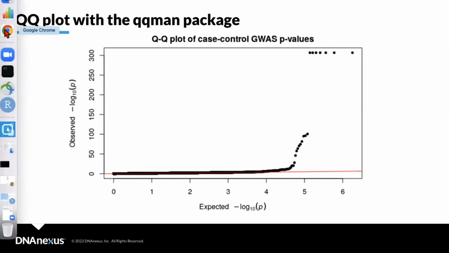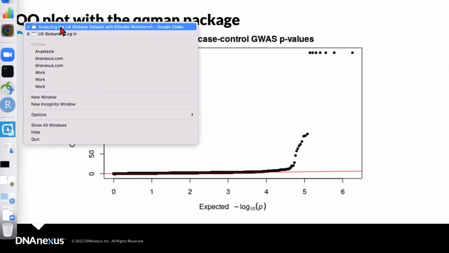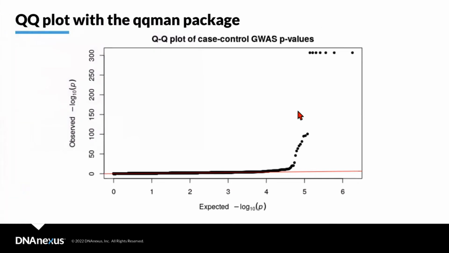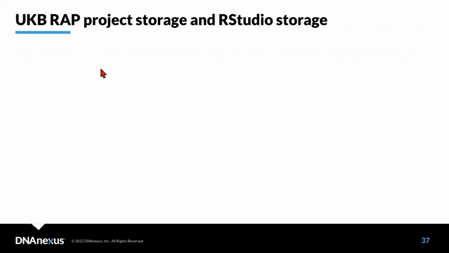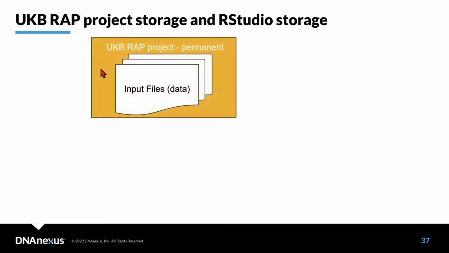Once we're done with our analysis and we want to actually store our work, including all of the libraries that we installed, we need to create a snapshot, and we do that using the renv package. So we're creating a snapshot, and then in our renv lock file, we have all of the states of the libraries that we had in our project, and then we need to transfer our work to the UKB RAP project.